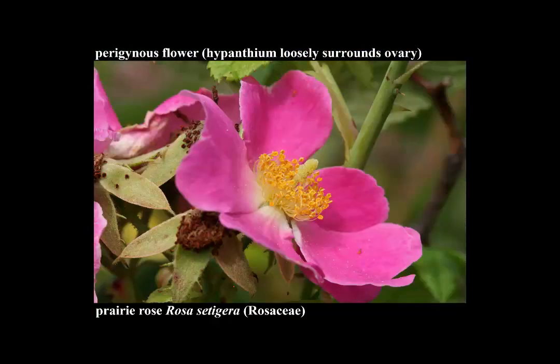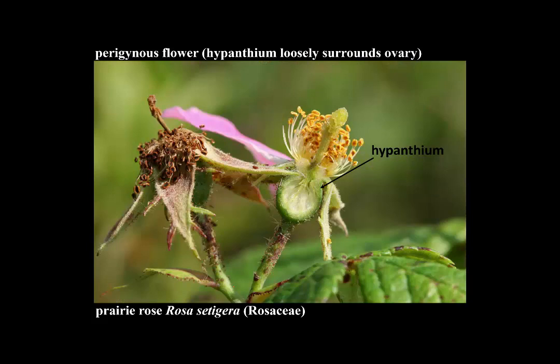Here's a kind of difficult to interpret for some other reasons, but the rose family has flowers that are either perigynous or epigynous. And sometimes they're only a tiny bit perigynous, so the hypanthium is really small and it's difficult to recognize or easy to miss. And this is a rose flower. And here's a cross-section of the rose flower. And this is a hypanthium.